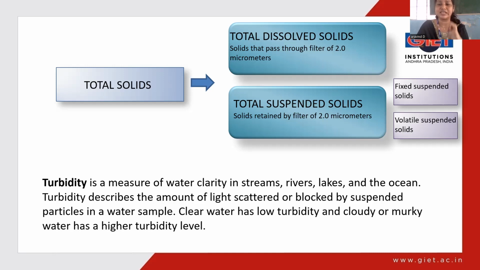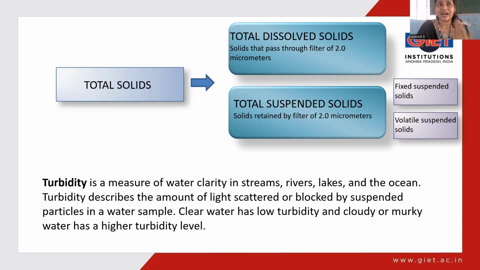For example, if you take a beaker of water and turn on a torch and see the light passing through the water, there are some particles that are going to oppose the passage of light. These are the particles that we call suspended particles. Coming to dissolved solids, these cannot be seen through the naked eye. These are completely dissolved in the water.